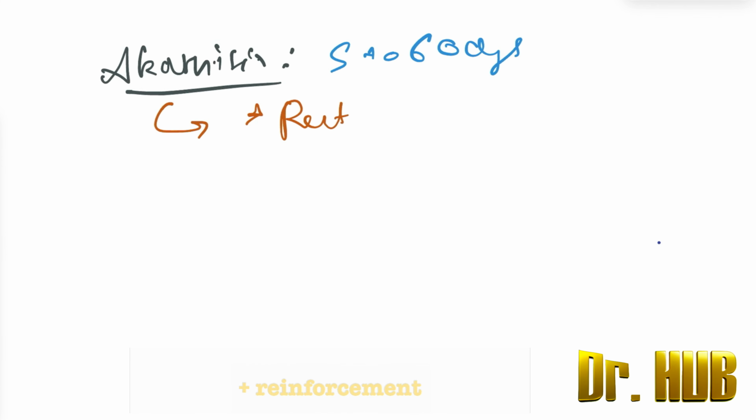Next we look at akathisia. In akathisia, the time of onset is about 5 to 60 days, and the feature is that there is restlessness.